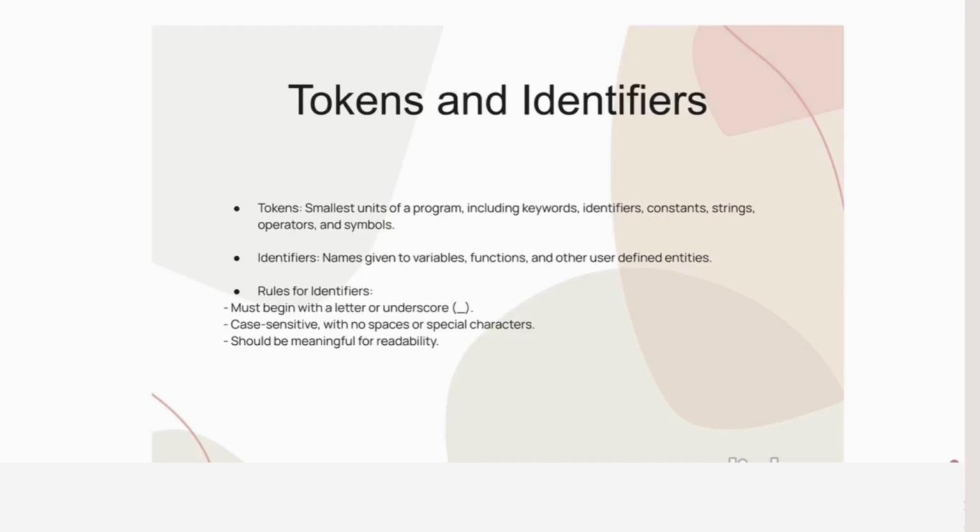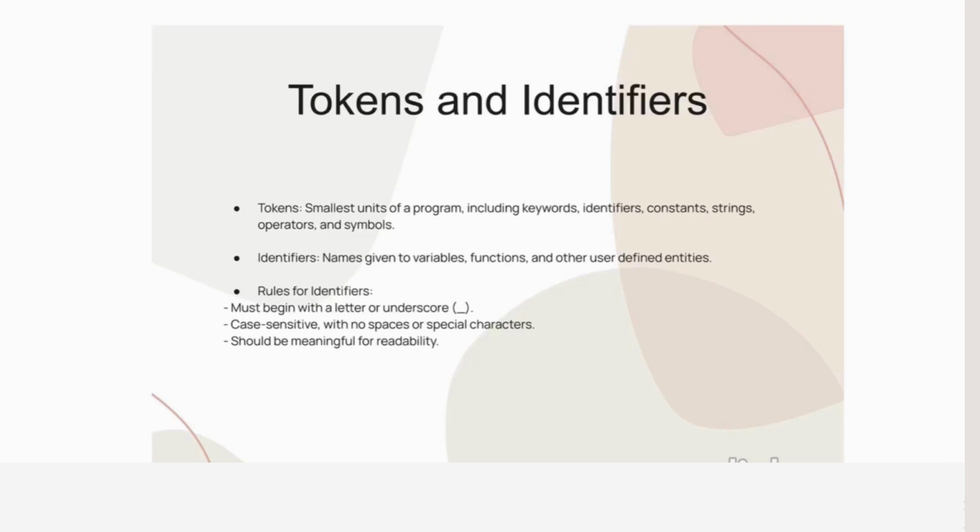Whenever we create identifiers, we must keep some rules in mind: identifiers must begin with a letter or underscore. No special characters are allowed, no spaces are allowed, and they are case sensitive. We must keep identifiers readable, so we can use meaningful, short words to understand what these identifiers or variables are going to store.